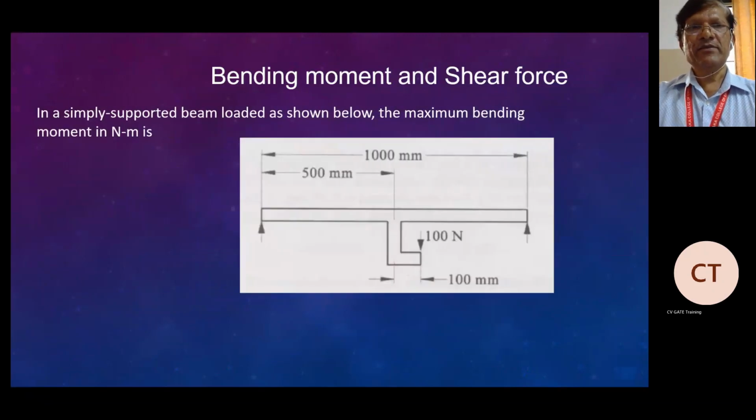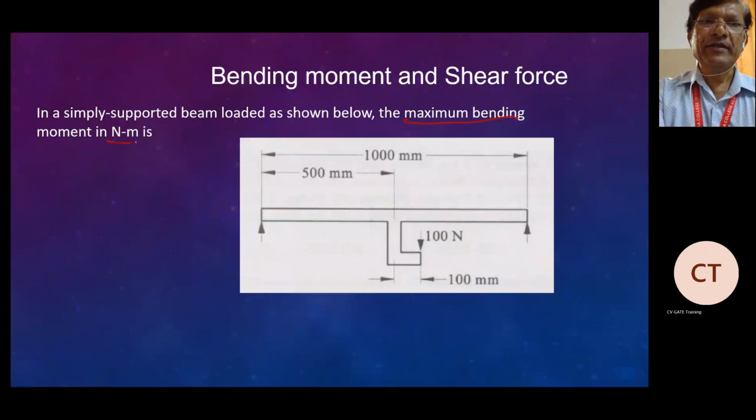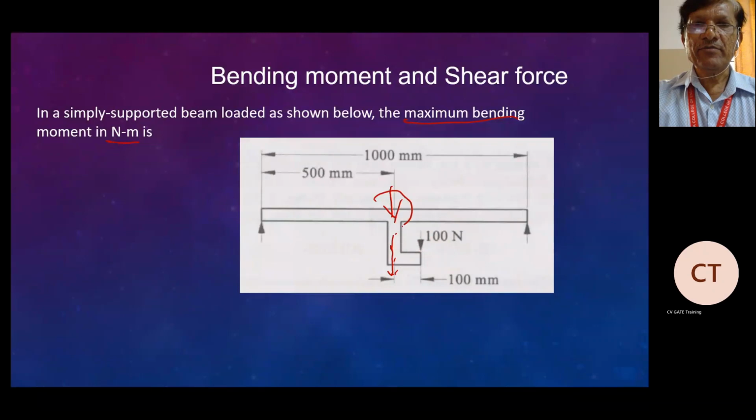So we'll see another problem. A beam simply supported at both ends, loaded as shown below. They're asking for the maximum moment in Newton meter. When will the maximum moment be coming? At the center of the beam. They have given the load here. Once you are given the load, you can transfer the load here directly, and also a moment. So you can transfer the load here, and a clockwise moment will be there.